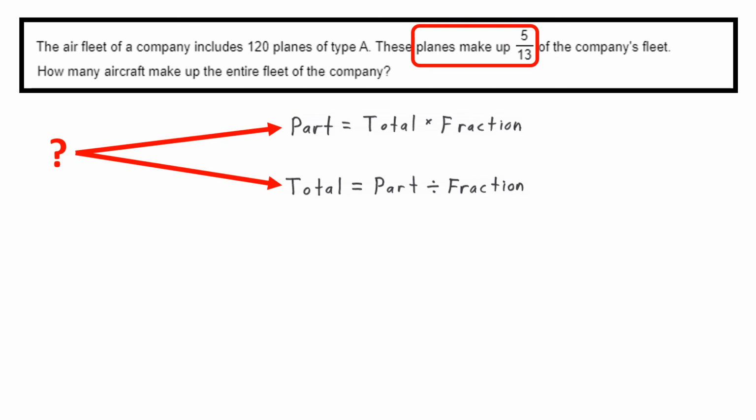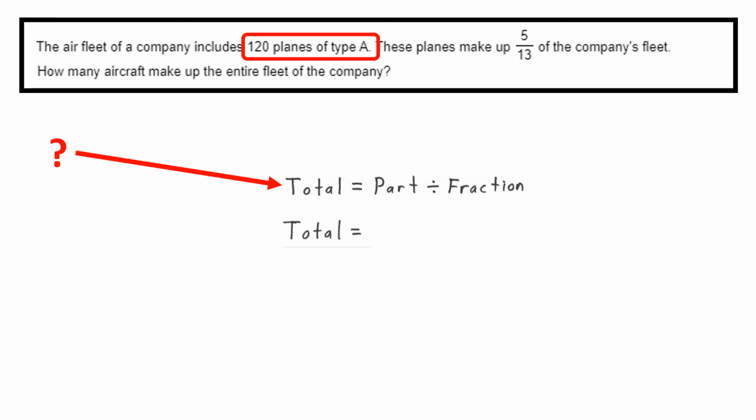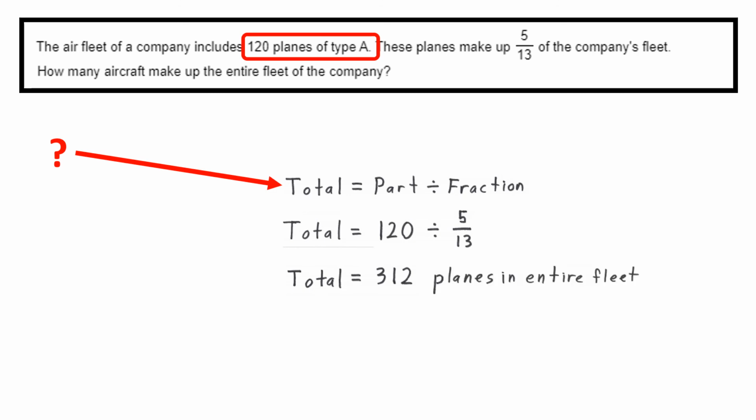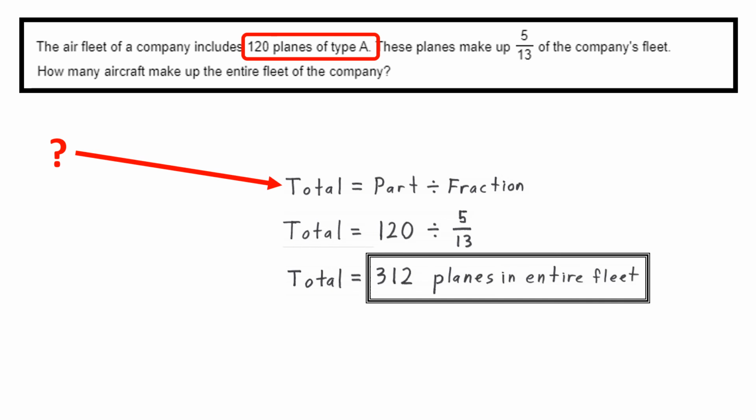Notice that it says these planes make up 5/13 of the company's fleet, so that will be the fraction. And it says that the air fleet of the company includes 120 planes of type A. And we need to figure out if that's the total or the part. It says these 120 planes make up 5/13 of the company's fleet. So it indicates that these 120 planes are part of the entire fleet. If they're the part, then we can divide that by the fraction to find the total. So we'll use this equation. The total equals the part, the 120 planes of type A, divided by the fraction 5/13. Using our calculator, we get 312. And the units are planes in the entire fleet. And that's our final answer.